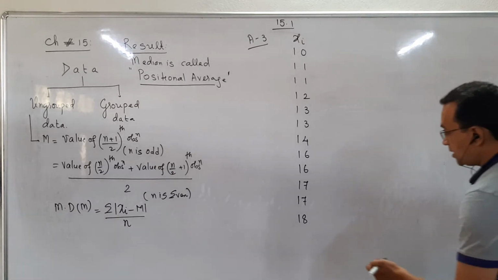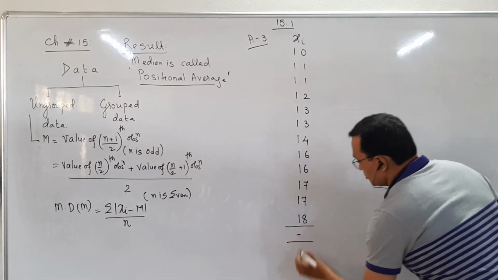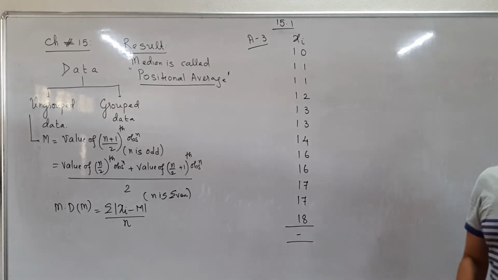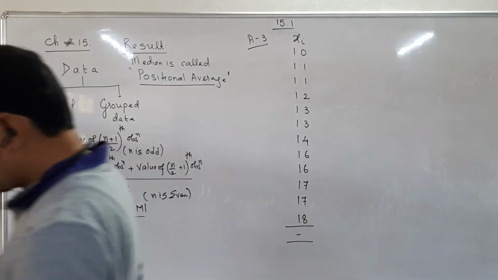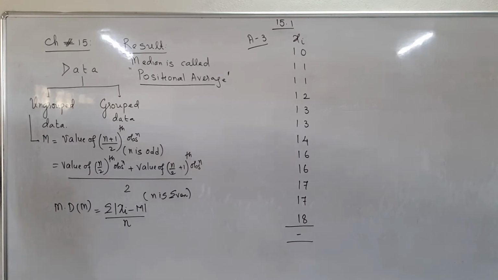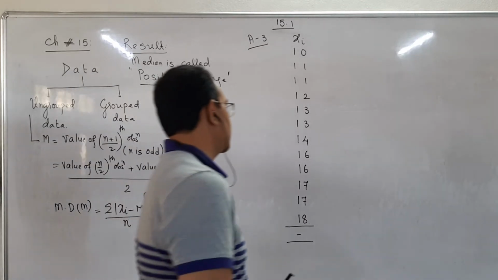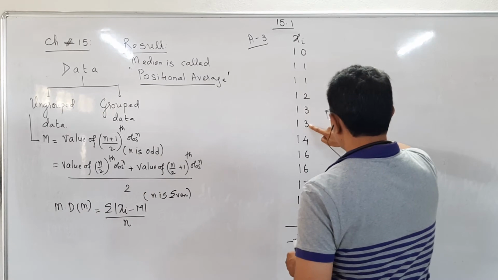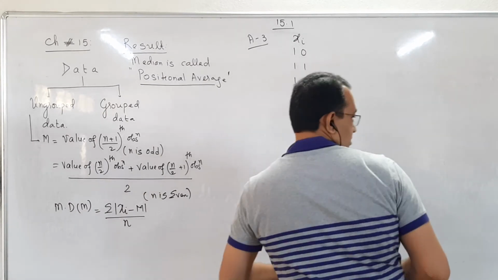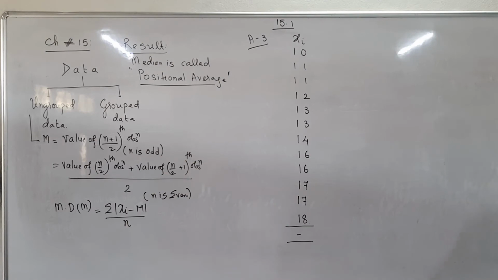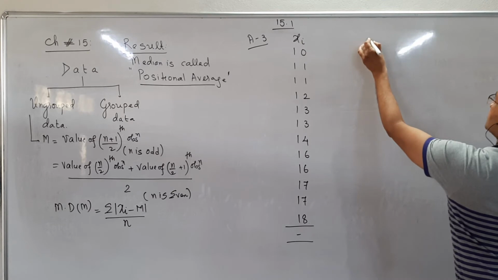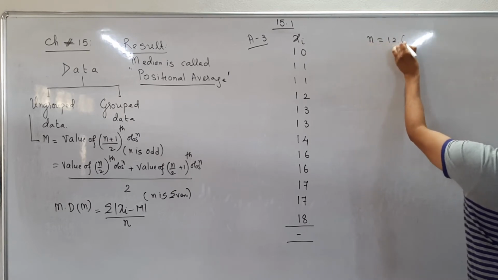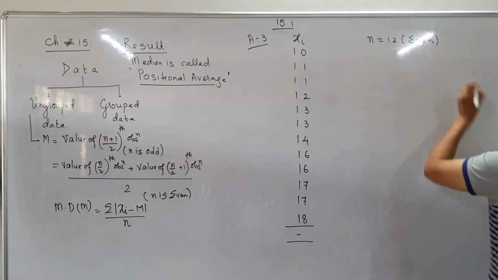Now students, in median, we don't require the total of these observations because median is never based on total. While finding median, we do not require totals. Now count how many observations are given. 3 and 3, 6 and 3, 9 and 3, 12. So the number of observations is 12, and 12 is even. So I write here n is equal to 12, which is even.